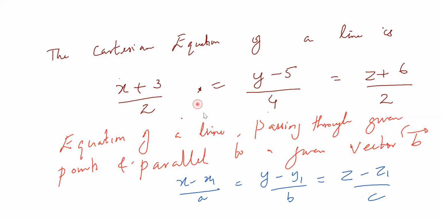a, b, and c are 2, 4, and 2 respectively. But from this, what do I need? I need to find the vector equation. What is my vector equation of the line? The vector equation of the line is r = a + λb. Correct? That I'll be writing on the next page. r = a + λb.